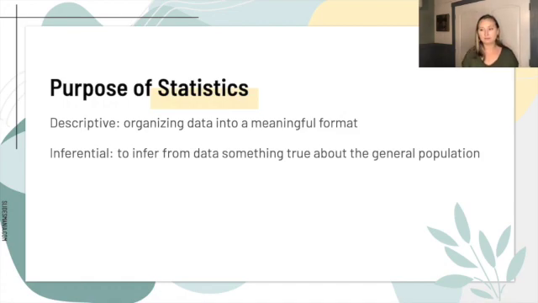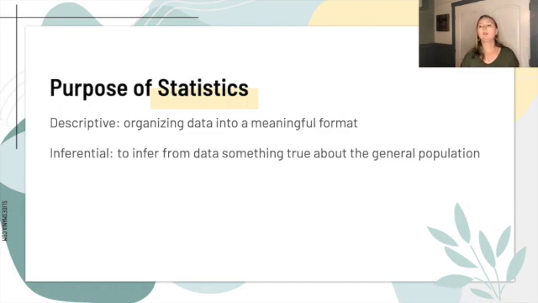Inferential statistics, you're going to take those raw data points, that have been organized into a meaningful format, and infer from that data something true about the general population. So, if you take, let's say, a random sample of the IQs of Cumberland Academy High School, and you put that on a bell curve, that is descriptive statistics. You have taken the IQs, the data points, and put them on a graph. Cool. Descriptive statistics.